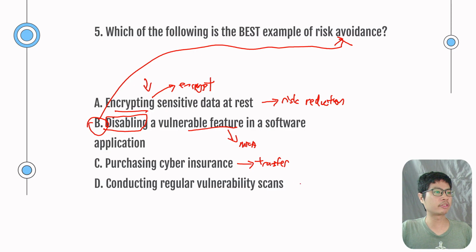Conducting regular vulnerability scans, and again this is risk reduction. By conducting regular scans, what we are hoping to achieve is to more frequently be able to identify any vulnerabilities and patch them as soon as possible. So we are reducing the risk in that sense.